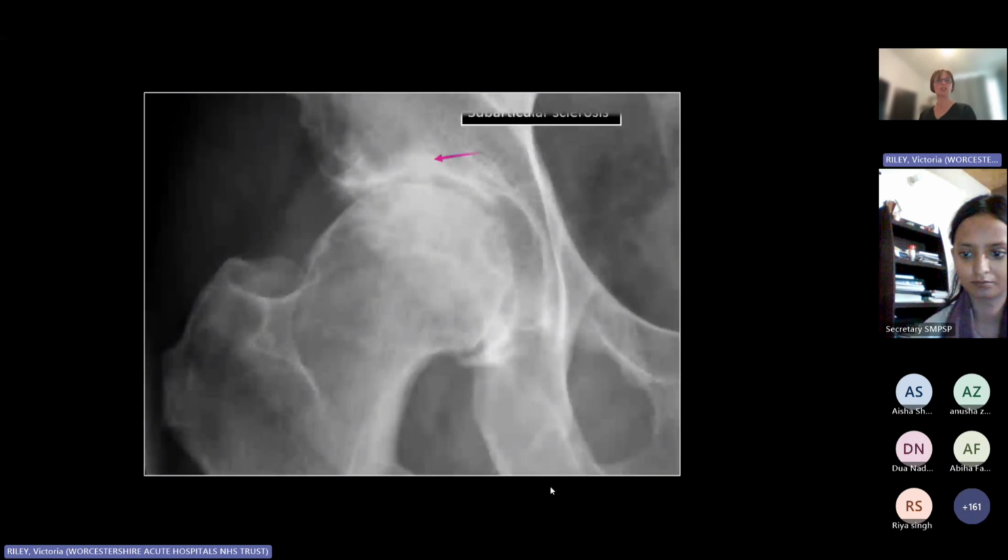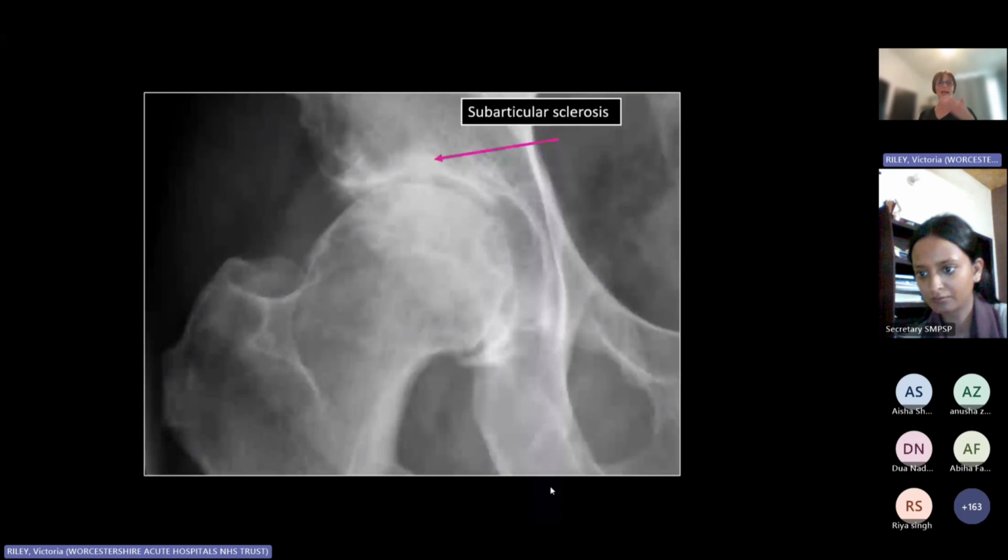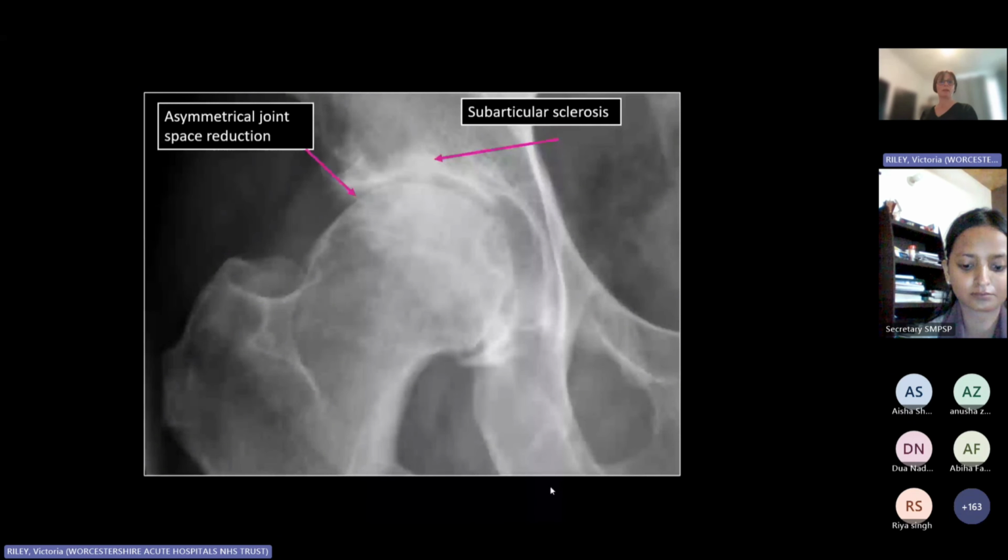So we have subarticular sclerosis. So remember, when the cartilage gets worn away, bone rubbing on bone is going to create more bone. Now, this is a useful feature particularly when fractures, we want them to heal, then we have to maintain alignment so that the bones are touching because we want new bone formation. But again, if we've got cartilage worn away, that femoral head is going to be rubbing on that acetabulum, creating a bony reaction. We've got asymmetrical joint space reduction. So the superior lateral aspect of this joint is narrowed in comparison with the medial aspect.